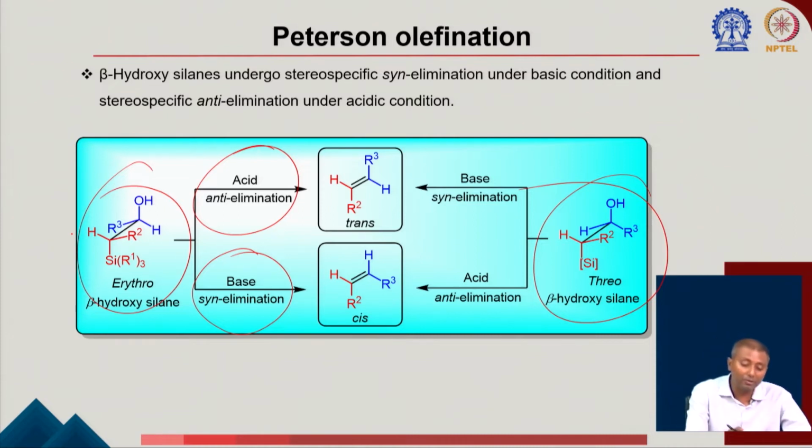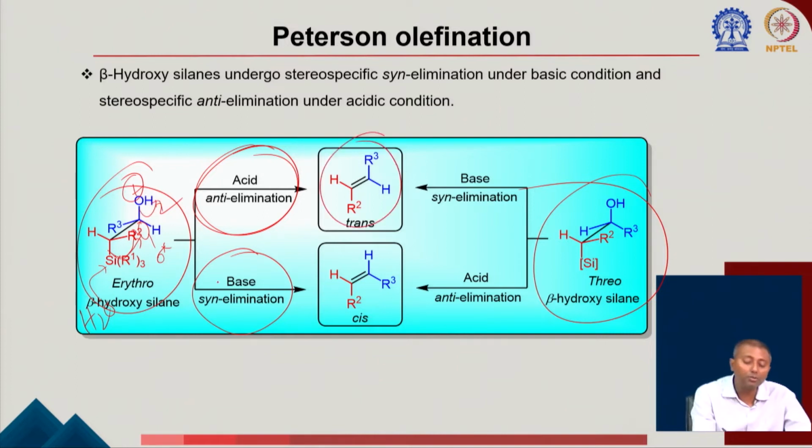Correct? I think I already talked about this, that once you use an acid, it is going to form OH2 plus, and now the silicon can give electron density to the corresponding sigma star orbital, from the sigma to the sigma star donation, and that is going to weaken this OH bond. So you can write this mechanism like that, and that can also weaken the carbon silicon bond. So there will be anti-elimination to form the corresponding trans product.